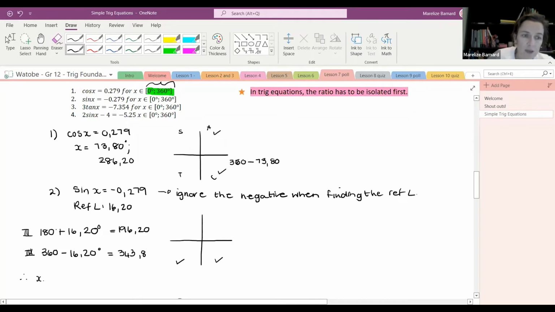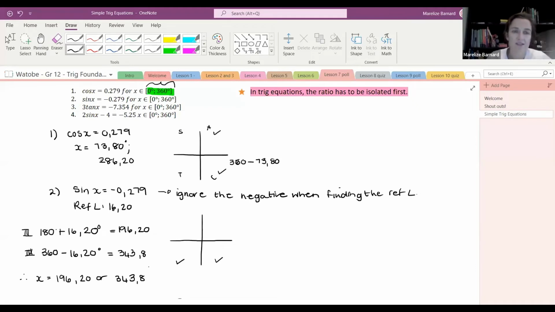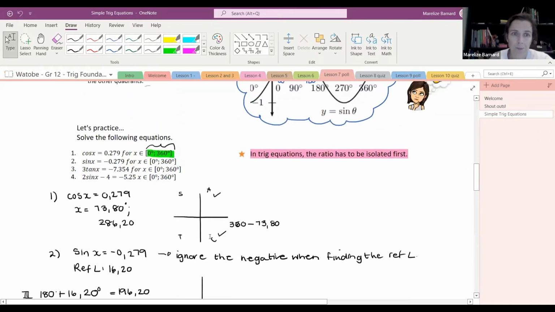So therefore we can end off and say x is 196.2 or 343.8. So we're still just working between 0 and 360. That's why we're getting those two answers. We're just doing them in the two quadrants where sine is negative.